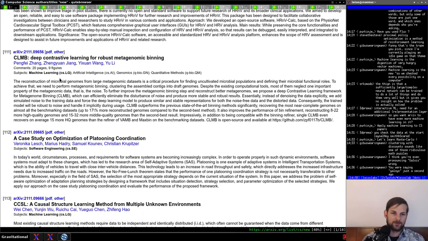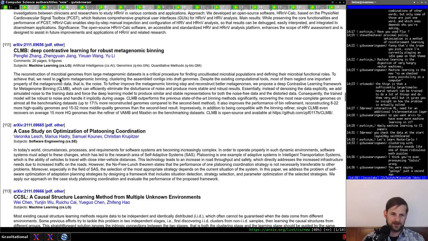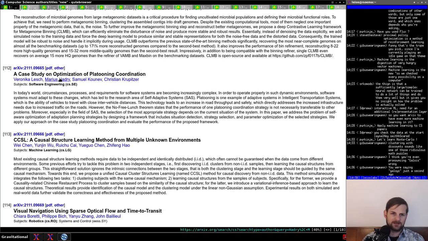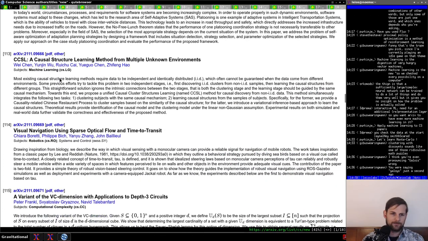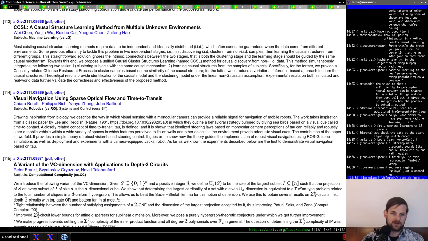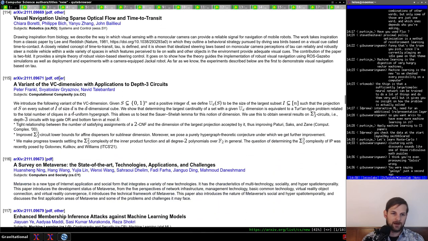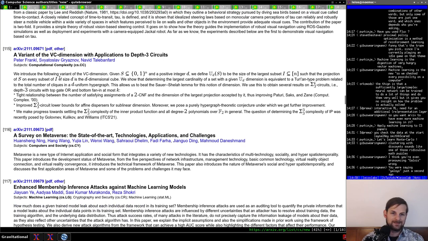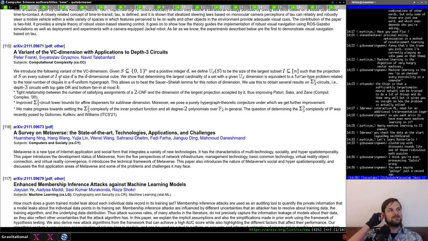Case study for optimization of platooning coordination. What is platooning coordination? Visual navigation using sparse optical flow times transit. Let's see, computational complexity. Like, here's the thing. Maybe 10 years ago, I used to look at the complexity papers and I'd be like, oh, this is quite interesting. But nowadays, I'm not saying complexity is irrelevant in 2021. It's obviously still incredibly useful.